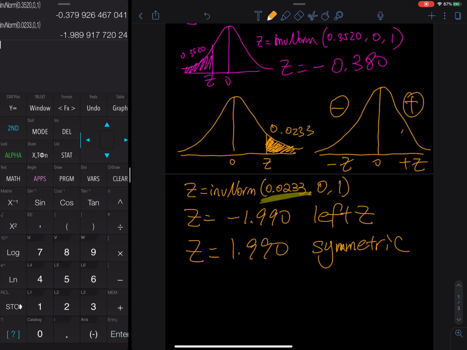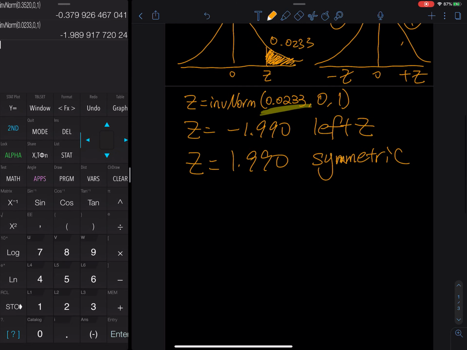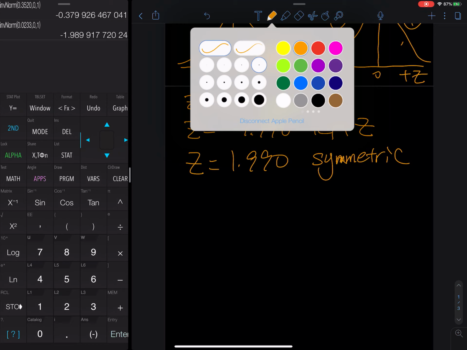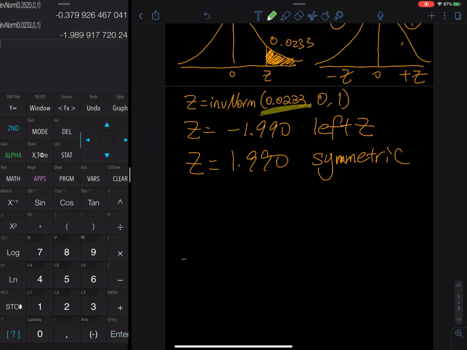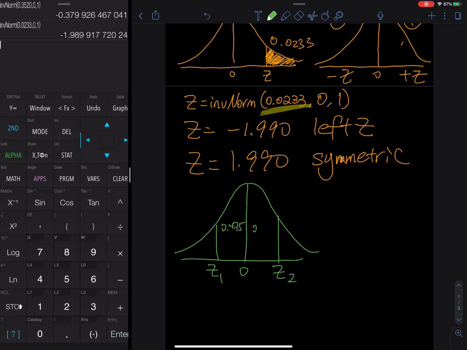You have a negative 1.9 on the left, you must have a positive 1.9 on the right. And then the last one, this time we have two cuts, one on the left, one on the right. Let's call this a Z1, this is a Z2. This is a 0.475, this is 0.475. What is the total? Or actually, you don't need to calculate the total.